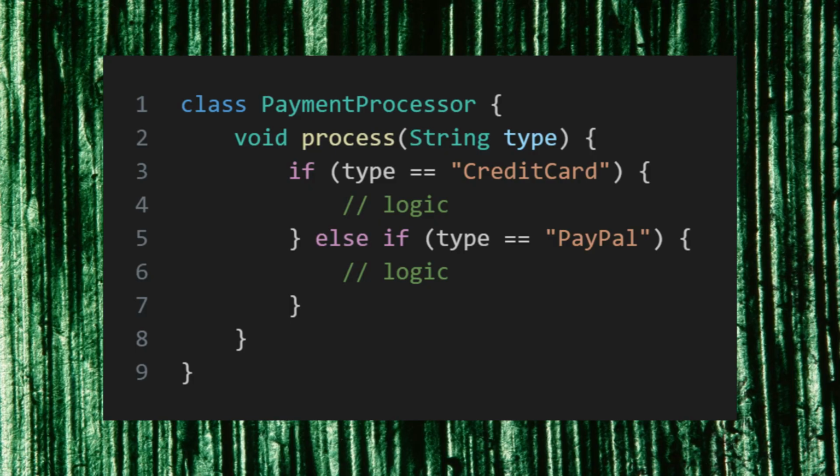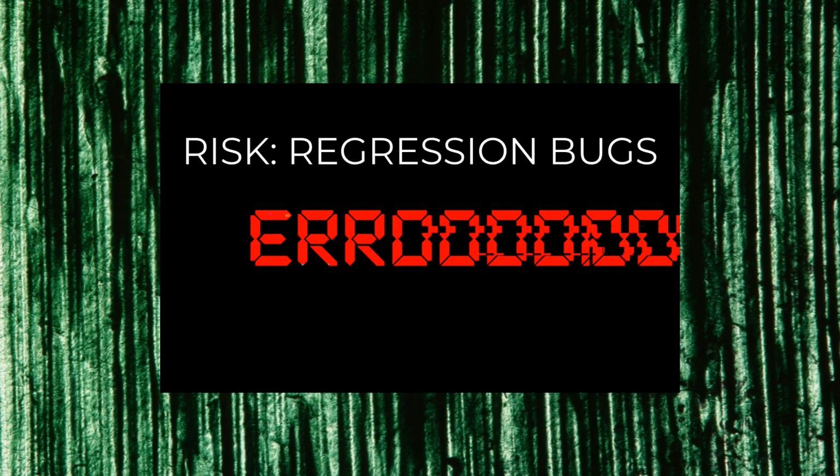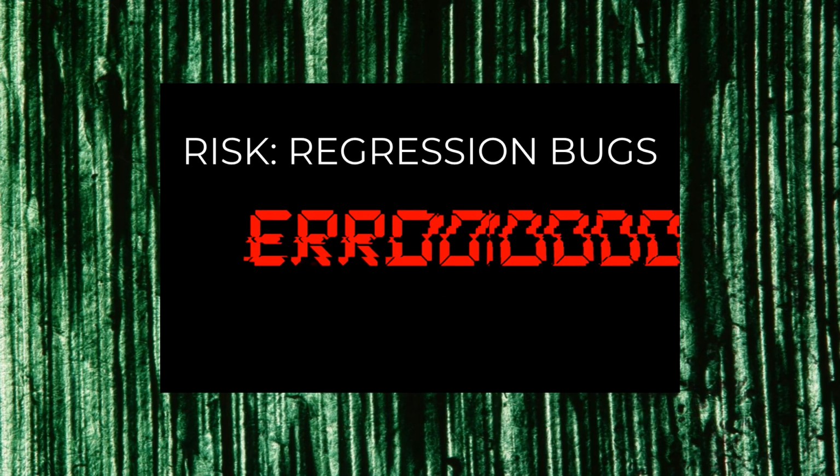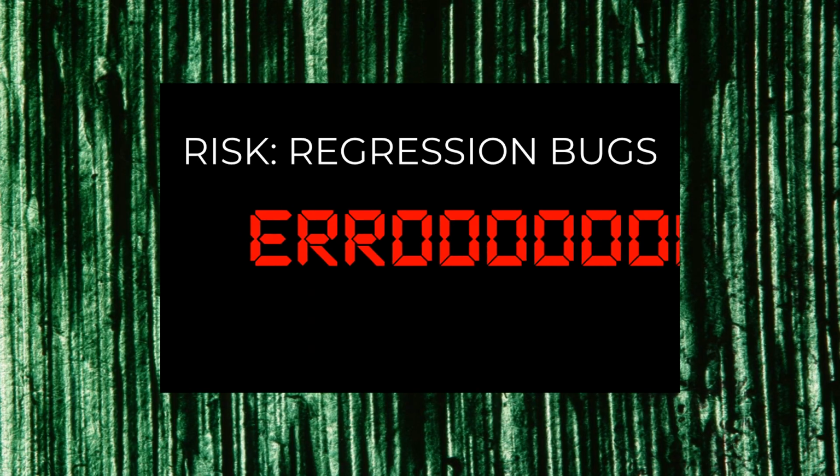Why is this bad? Because every time you modify this class to add Bitcoin, you risk accidentally breaking the logic for credit cards. You are touching code that is already working. As your team grows, merge conflicts in this file become a nightmare. We need a way to close this class to modification.